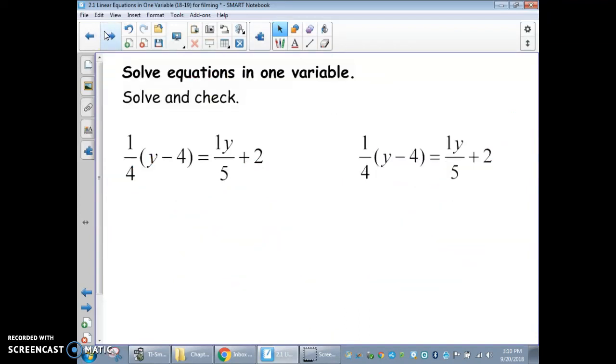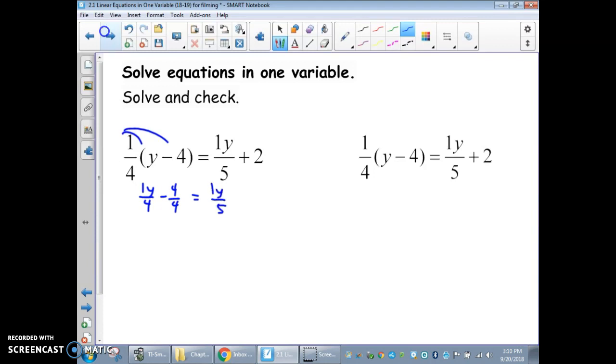Now, what to do if you have a fraction outside of a parentheses? Two things you could do. First, you could distribute, and so you'd have 1y over 4 minus 4 over 4 equals 1y over 5 plus 2. And that is the same as 2 over 1.